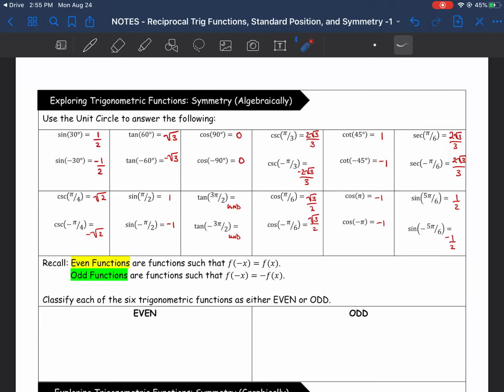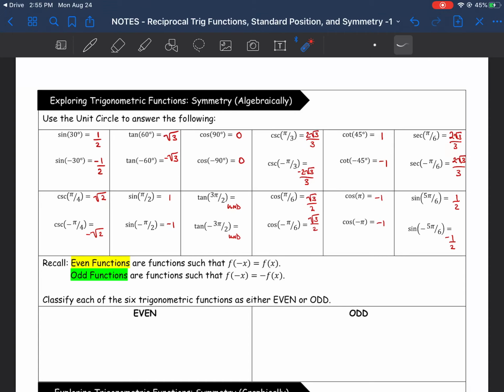The purpose of looking at all these different values is to talk about even and odd functions as they relate to the trigonometric functions. So recall from algebra that an even function is a function such that f of negative x equals f of positive x. So what that means is if I take a function and I plug in a negative input, I'm going to get the same output as if I plugged in the positive version of that input.